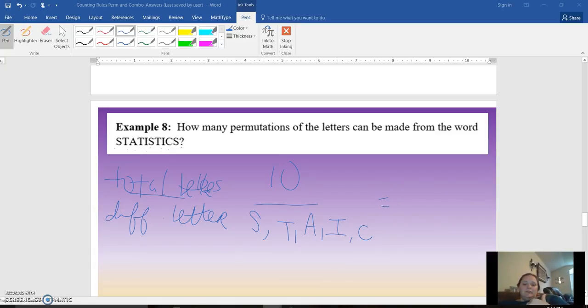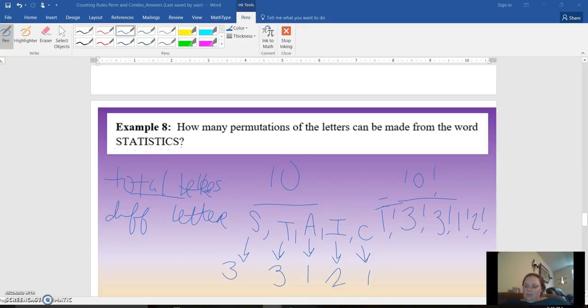All right, and so we just learned about factorial. So we would do 10 factorial over, okay, S. There are 3 of those. T, 3 of those. A, there's 1. I, there's 2. And C, there's 1. And so we're going to do 3 factorial, 3 factorial, 1 factorial, 2 factorial, 1 factorial. Couldn't really fit it there. Okay, I'm just going to plug this into my calculator.